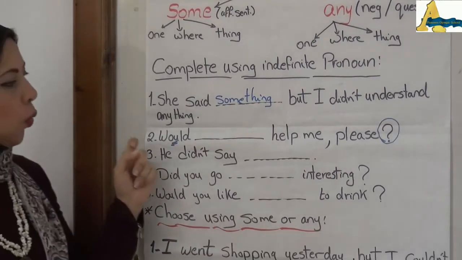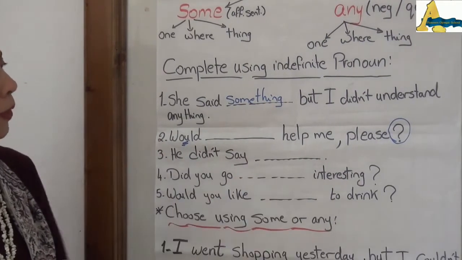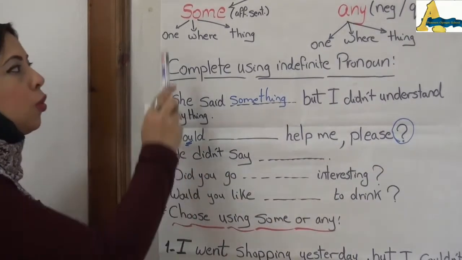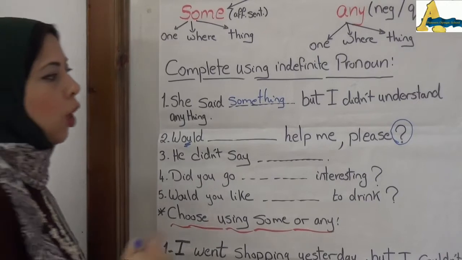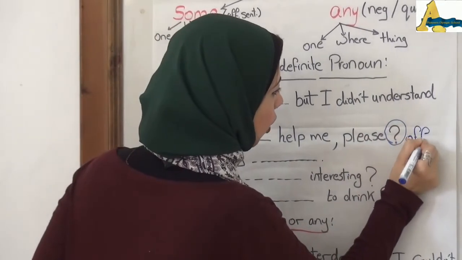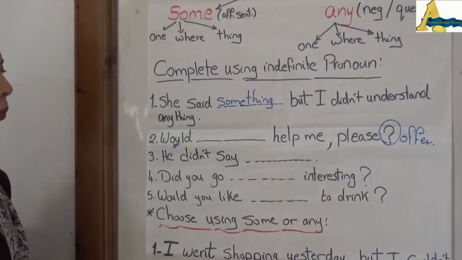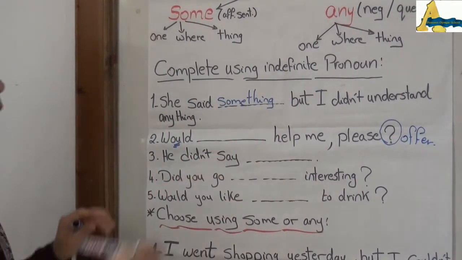Okay. Number 2, would dots help me please. Here we have a question. However, it's a question, but we are going to use some. Why? Because it's an offer. So whenever we have an offer, we are going to use some. Polite offer, we're going to use some. So would someone help me?